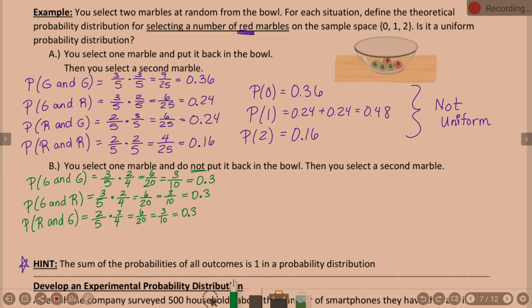And have you guys done red and red yet? What's the probability of the first red? 2 out of 5 marbles. I drew a red. I'm holding a red. What's the probability of the second red?